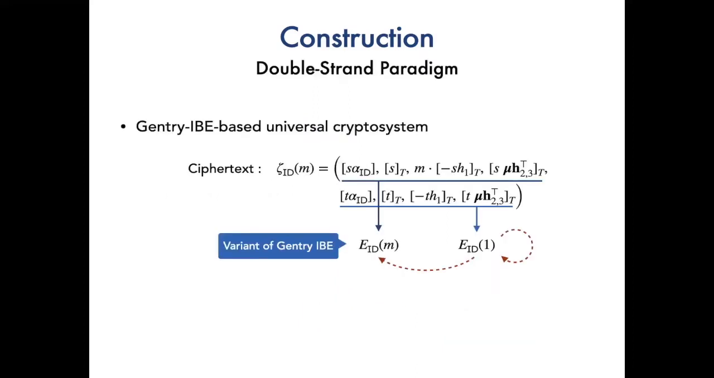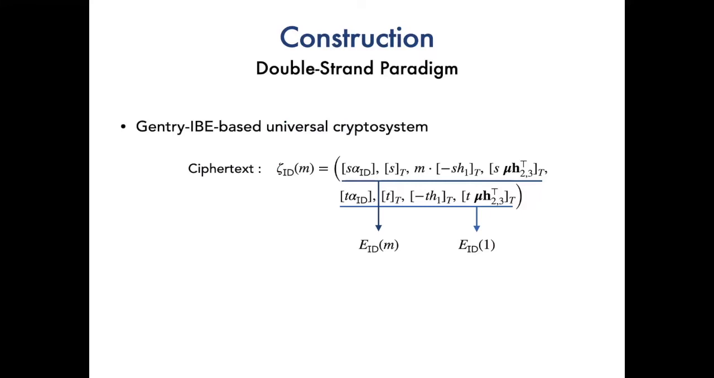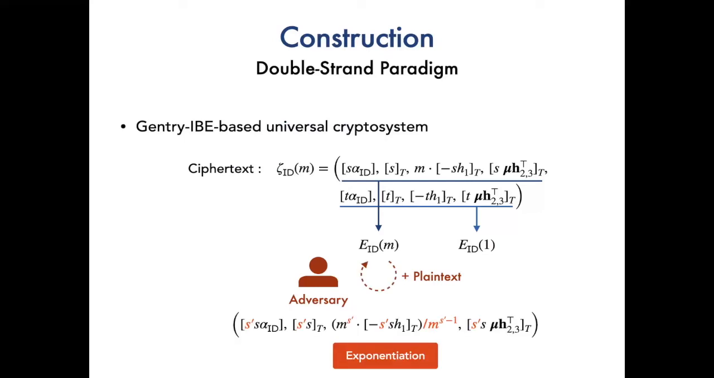Now, we can obtain a Gantry IBE-based universal cryptosystem by applying the variant of Gantry IBE to the double-strand paradigm. However, this construction does not satisfy anonymous ID RCCA security. Because the adversary in the security game can guess the plaintext and re-encrypt strand EID_M by performing exponentiation with it and verifying the guess by querying the decryption oracle. So we have to restrict the manner of randomization.